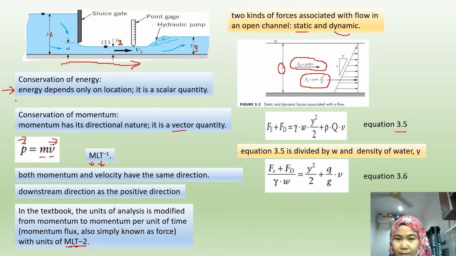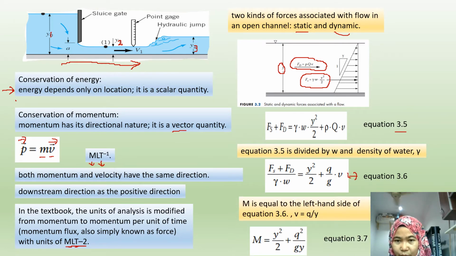By this addition of two forces, you simplify the equation further by dividing it by W and the density of water, and you have equation 3.6. Further, you simplify this equation by putting M on the left side, which is momentum, and V is substituted with Q over y. So you will get this equation finally, which is the equation for calculating momentum in open channel flow.